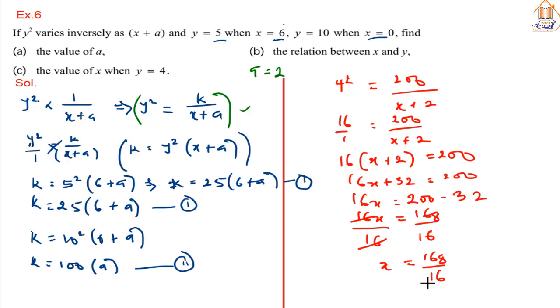Now, what are we going to do? Let me see what can divide both sides. We're going to divide both sides by 8. 8 in 16 will give you 2. 8 in 168 should give us 21. So we have x is equal to 21 over 2. So that is the value of x when y is equal to 4.